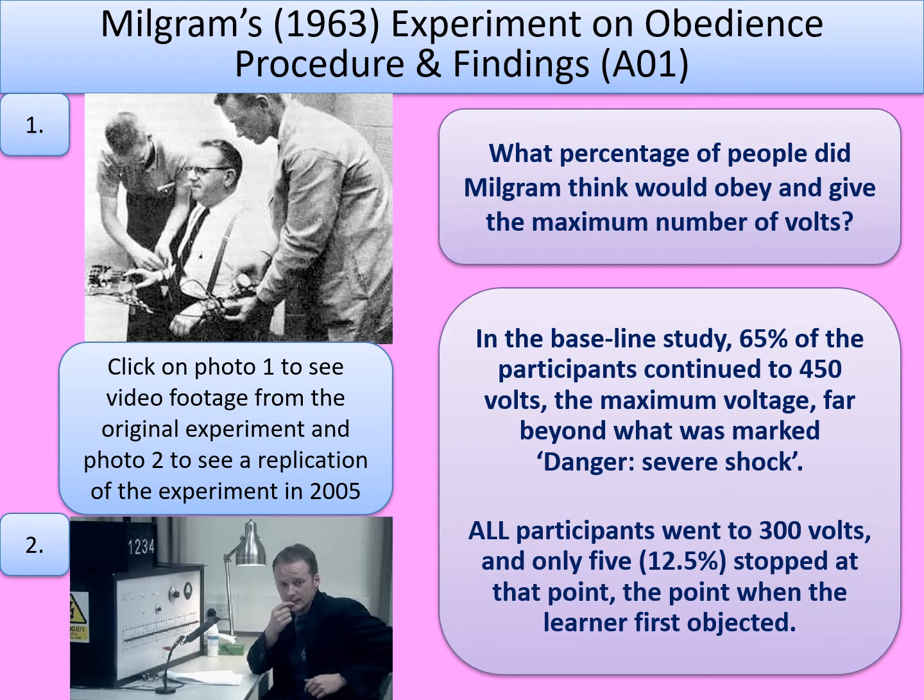So the findings were that 65% of people obeyed to the maximum voltage of 450 volts. So there were 40 men, 40 white middle-aged men in the experiment. 65% of those went all the way to 450 volts. So you might want to pause it here and work out how many people that would be. Good luck. And another finding was that all the participants went to 300 volts. So 100% of people went to 300, 65% of people went to 450.